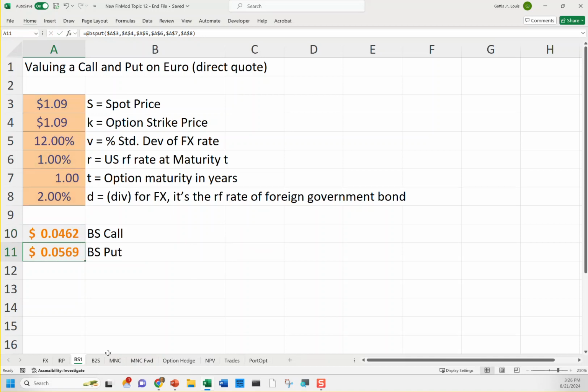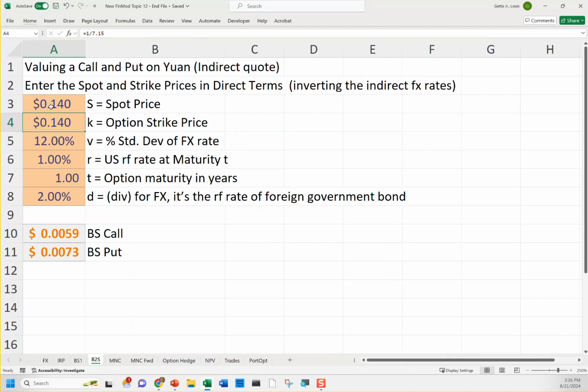5.69 cents. However, if I wanted to value a call and put on the yuan, Chinese yuan, and say the spot price is 7.15 yuan per dollar, in the Black-Scholes model, I'll do 1 over 7.15. So now this is the dollar price of yuan. I put in an at-the-money value there, 1 over 7.15. I put in the Chinese interest rate here, and the risk-free rate is always the US interest rate, and I got a call price and a put price. That's per call or put on 1 yuan.